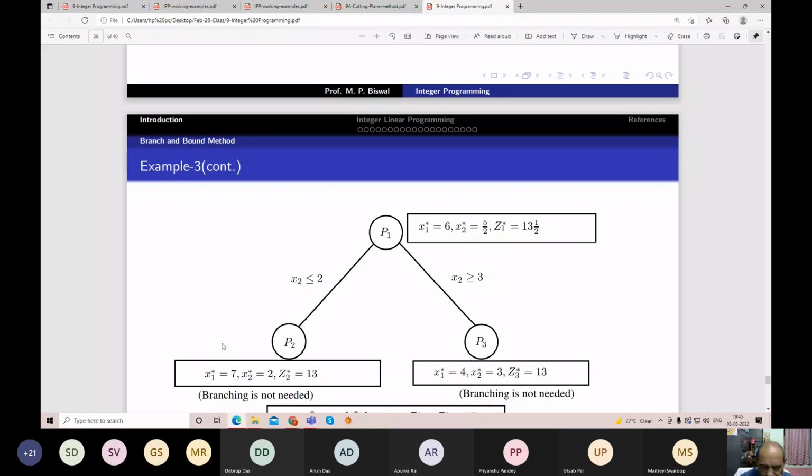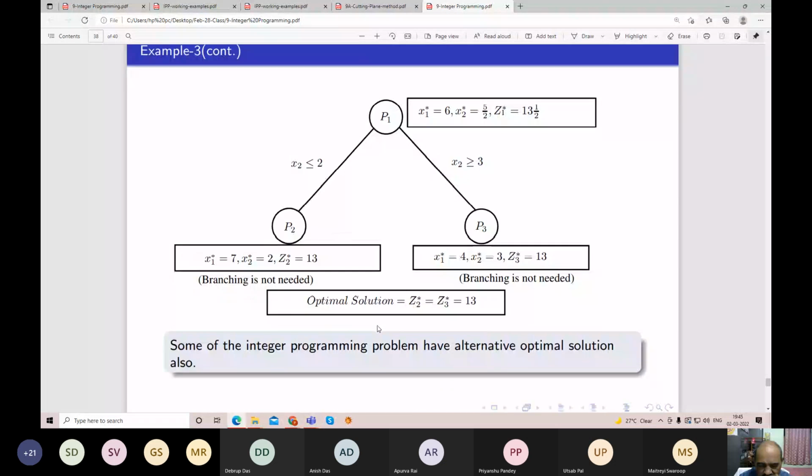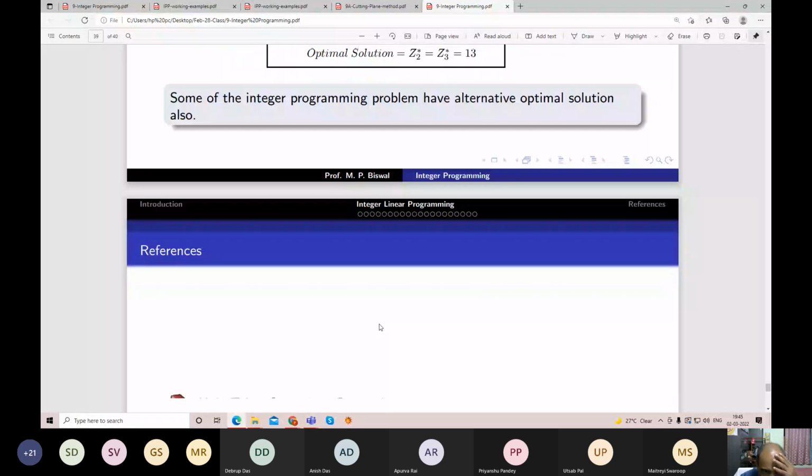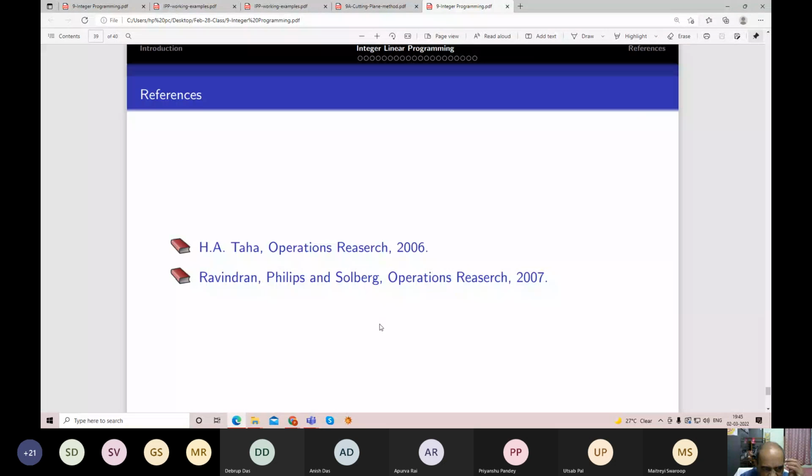That's all. So these two topics are very interesting. You can have more problems. And we have references. This book I have told earlier: H.A. Taha, Operations Research, and Phillips, Ravindran, Solberg, another book. The first book I used for several years, and it is good for students. But some parts of the theory may not be sufficient.